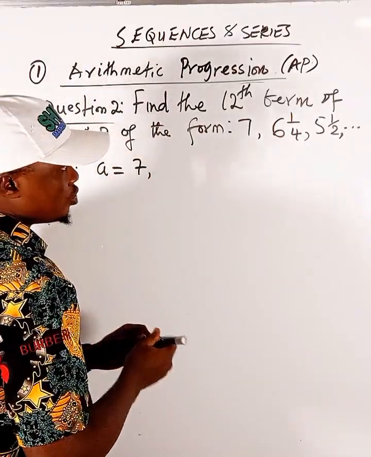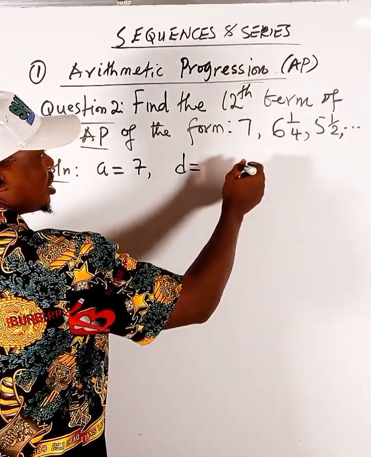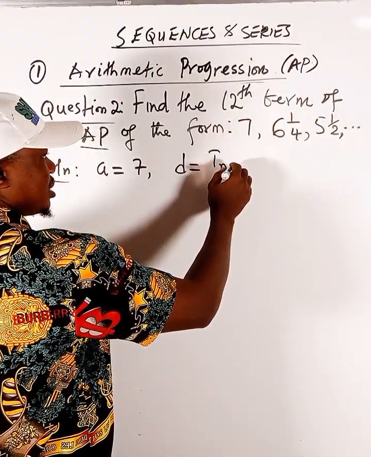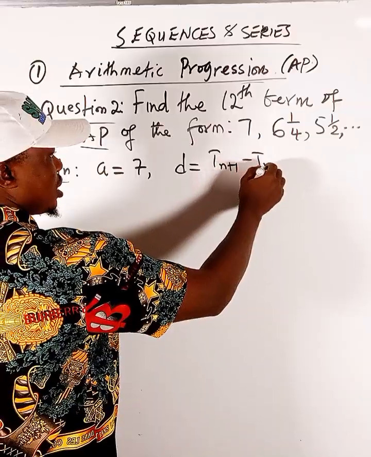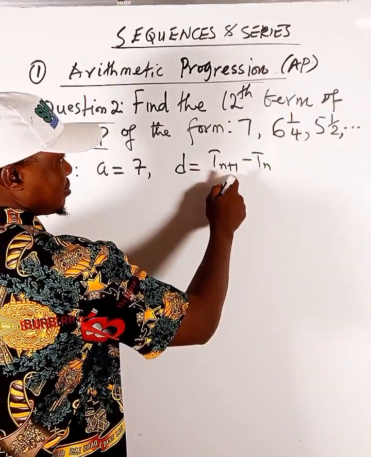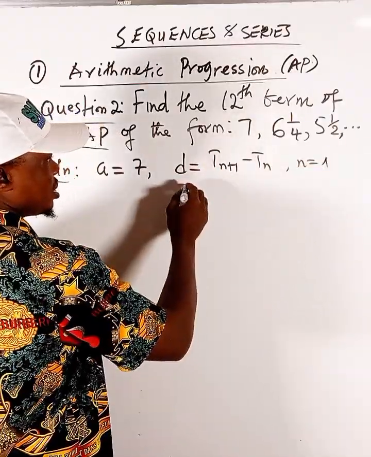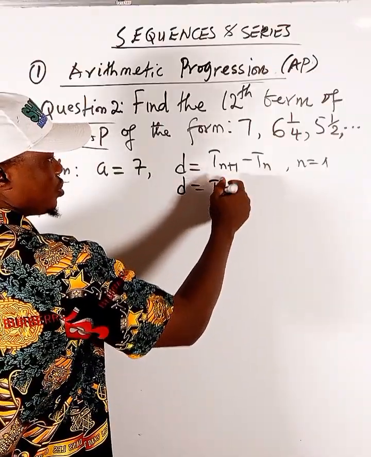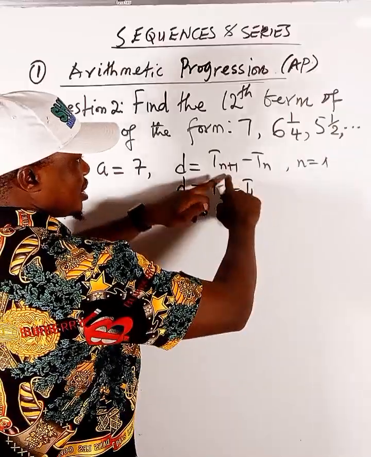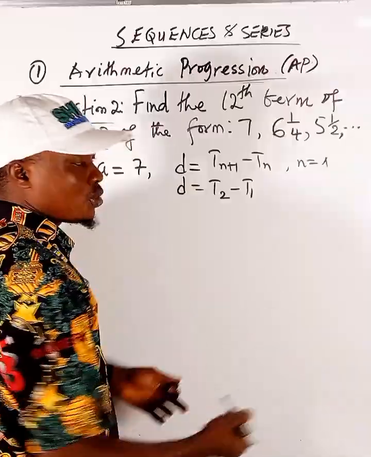And I told you that we always have a common difference. That is our D. You can pick it by this formula: Tn plus 1 minus Tn, if n starts from 1. Are you getting it now? So it means that our D is going to be T1 plus 1, that is T2, minus T1. If n is equal to 2, you can say T3 minus T2. You can take this one minus this. You are still going to get the same thing.